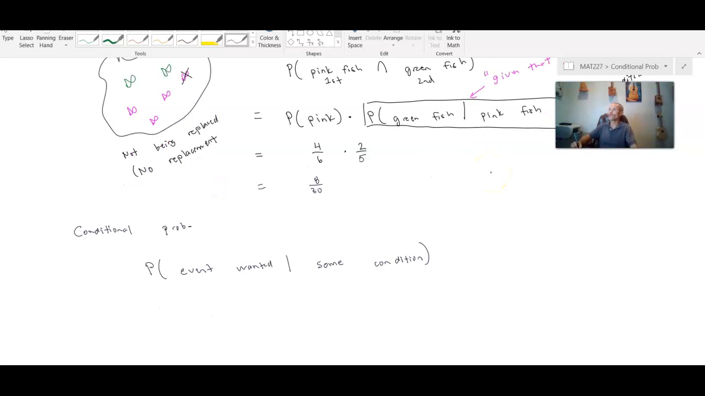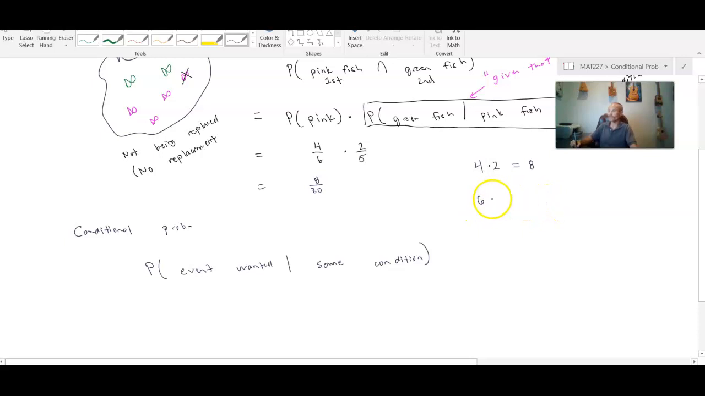And one other way that we could think about this 4/6 times 2/5 is the numerator expresses the number of ways that we could draw a pink fish and then a green fish. So 4 times 2 is really saying each of these 4 pink fish could be paired with one of 2 possible green fish. So really there are 8 ways in which this could happen. Similarly, the number of ways the sample space can happen is, well, in the first slot, we could draw one of 6 different fish.